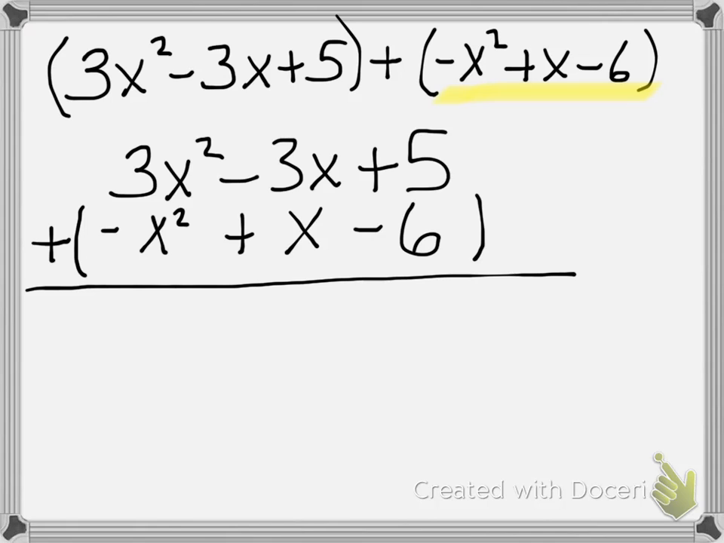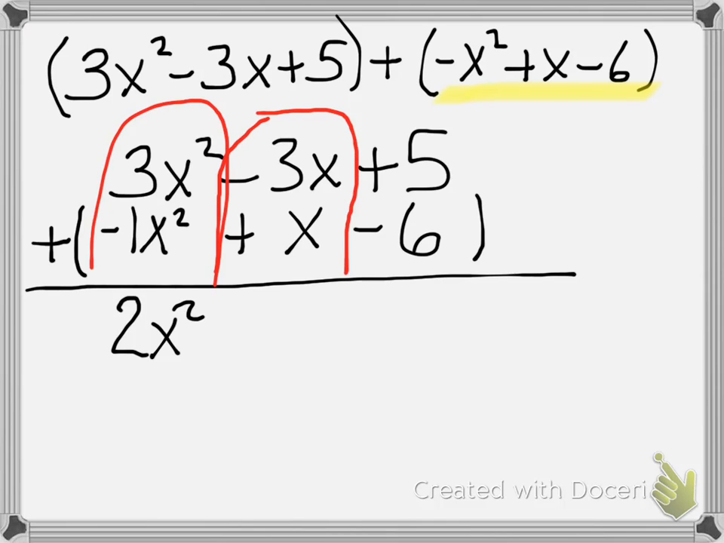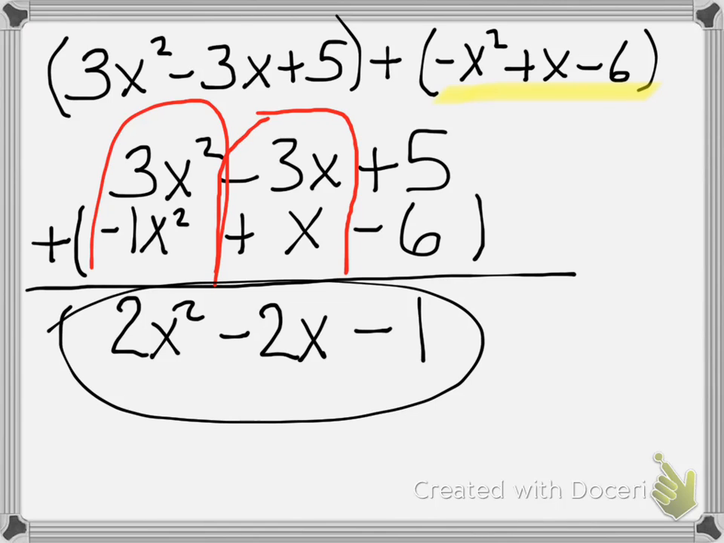So now you just add vertically. So 3 plus a negative 1, or you can just think of it as 3 minus 1, is 2x squared. And then let me change colors here so you can see what I'm doing. And then I'm going to add vertically this way. So I did these, and now I'm doing those. So I'm going to add these two monomials, negative 3x plus x. That makes negative 2x. And then the last one makes a negative 1. So you can do it vertically if you choose.